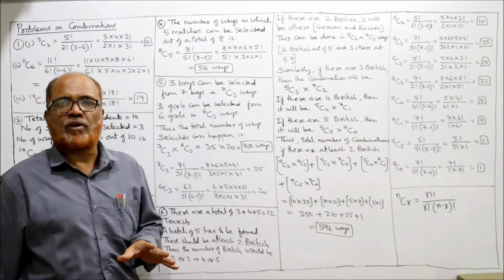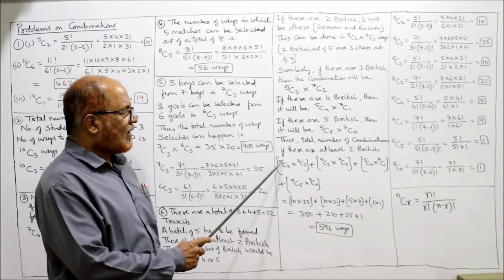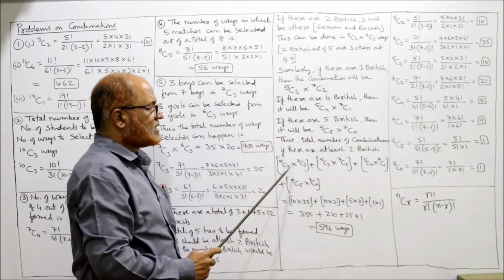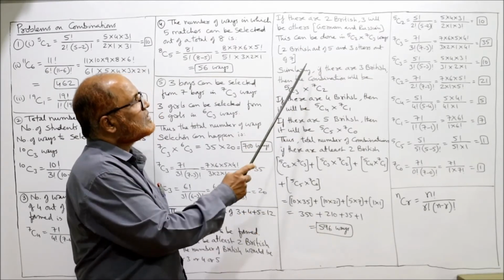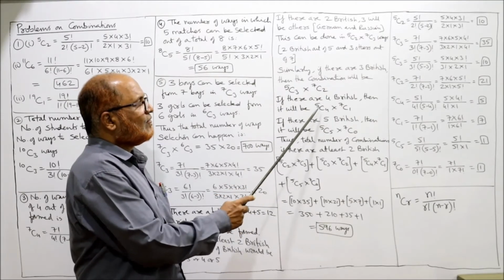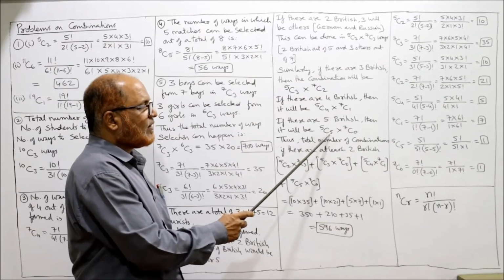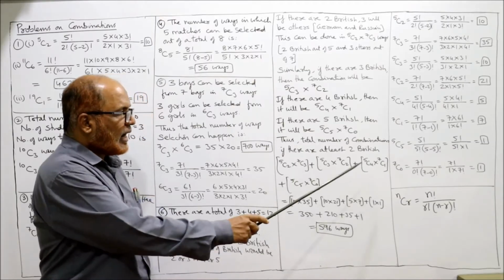Thus the total number of combinations if there are at least 2 Britishers: what is the total number of possibilities? It is 5C2 into 7C3, first case, plus 5C3 into 7C2, second case, plus 5C4 into 7C1, third case, and last case 5C5 into 7C0. Right? Now we have to add up.